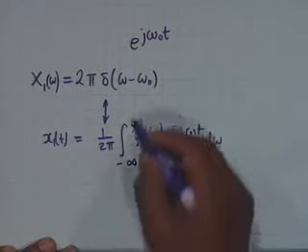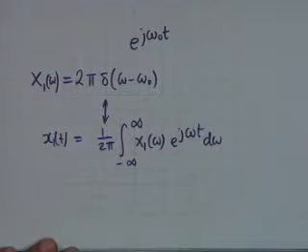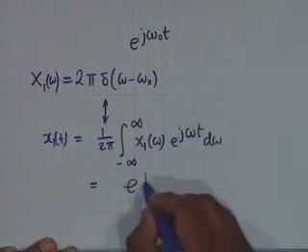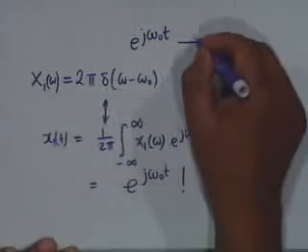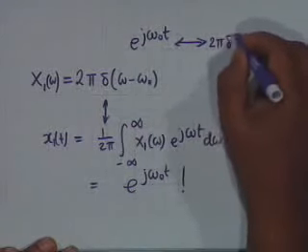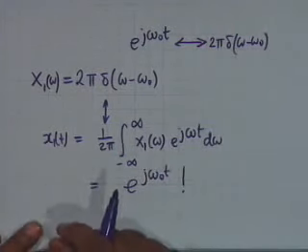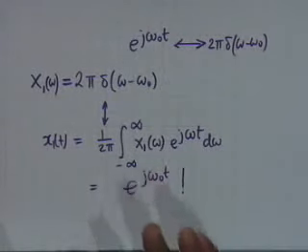Now, if you substitute X1 of omega equal to 2 pi delta of omega minus omega naught, then you see 2 pi and 2 pi cancel. Delta of omega minus omega naught exists only at omega naught, and therefore this integral simply becomes e to the j omega naught t. Isn't that right? We are doing it in the reverse fashion, and therefore we have established that e to the j omega naught t and 2 pi delta of omega minus omega naught are Fourier transform pairs. You have to admit a delta function to be able to take the Fourier transform of e to the j omega naught t.